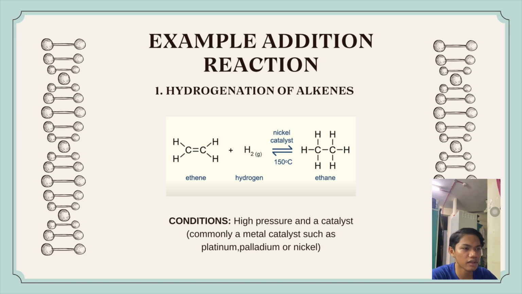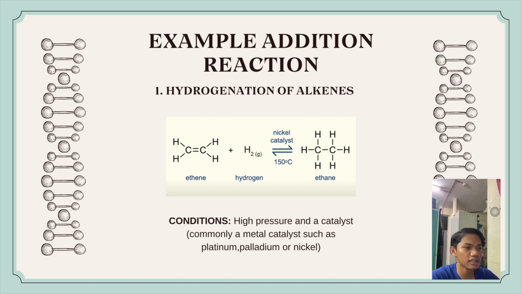I'm going to continue the presentation with examples of addition reaction. Okay, the first one is the hydrogenation of alkenes. Hydrogenation is the addition of hydrogen into an alkene, converting it into an alkane. For this reaction, ethene is reacted with hydrogen gas in the presence of a metal catalyst, which is nickel. The double bond in ethene breaks, and each carbon forms a single bond with a hydrogen atom. As a result, ethane is produced. The reaction happens under high pressure with the help of a metal catalyst.